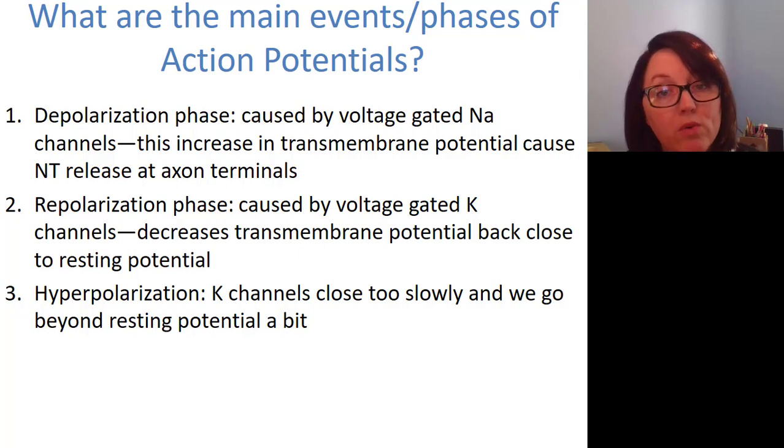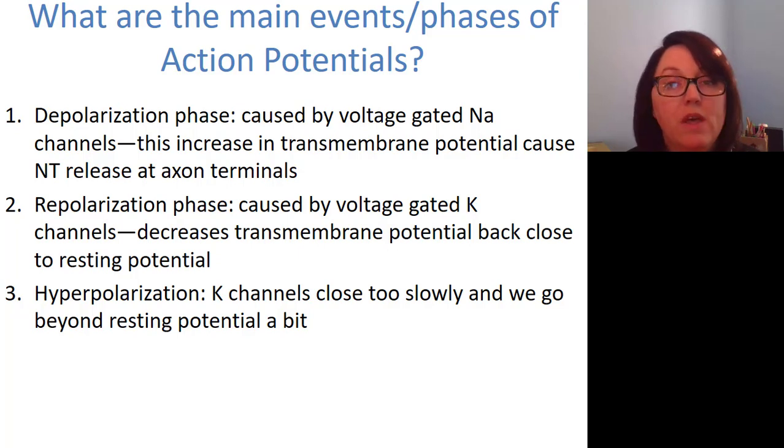Then we have a repolarization phase of the action potential, and that's caused by the opening of voltage-gated potassium channels. As the potassium leaves the neuron, the transmembrane potential decreases, going back closer to resting potential. Now don't forget, those voltage-gated potassium channels kind of suck at closing, and we hyperpolarize a little bit at the end of the action potential. So we go a little bit beyond resting membrane potential.